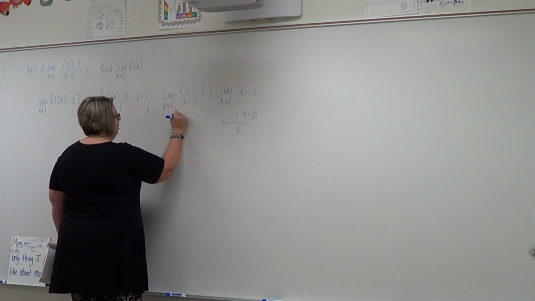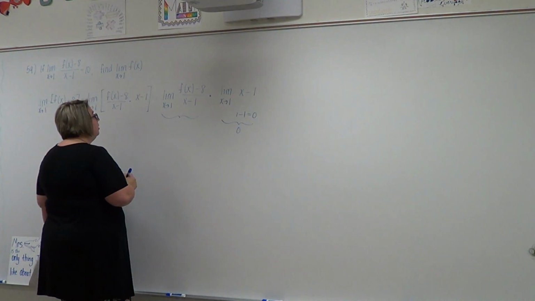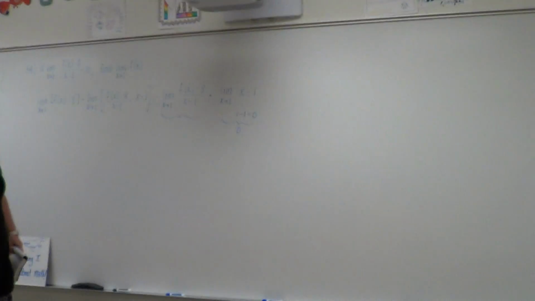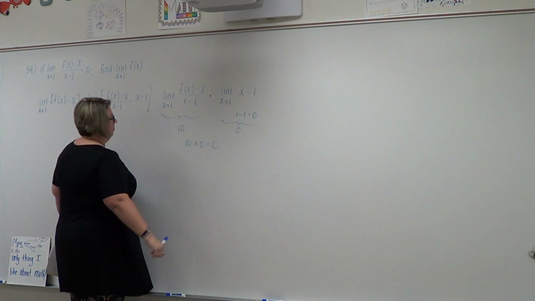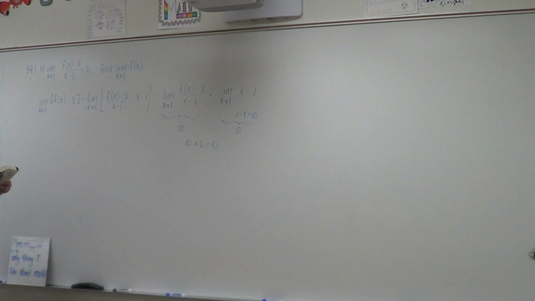What's the limit of this one? It gives it to you in the directions. 10. So 10 times 0 is 0, right? Okay, here's why I'm not sure why you have to show that. If I go backwards, then still, this is why I'm not sure about that part. Okay?